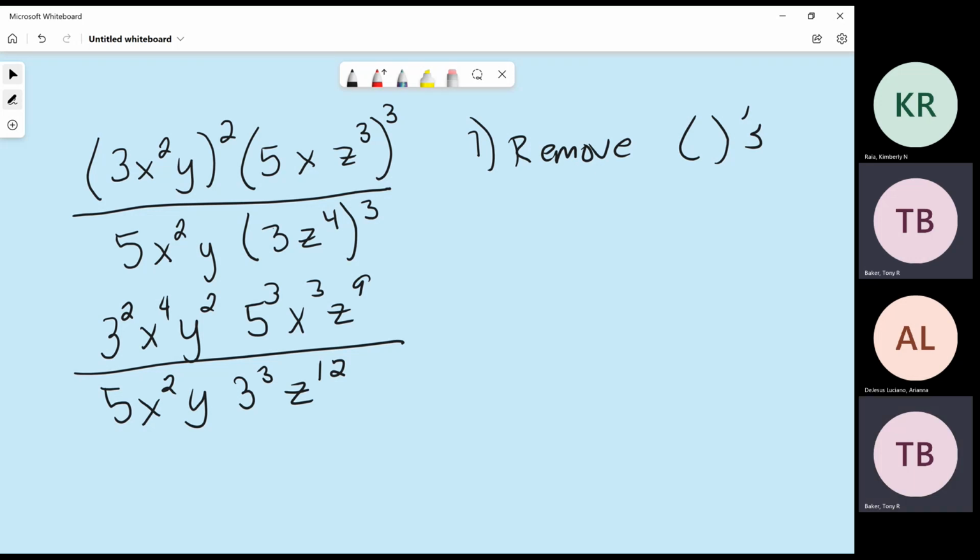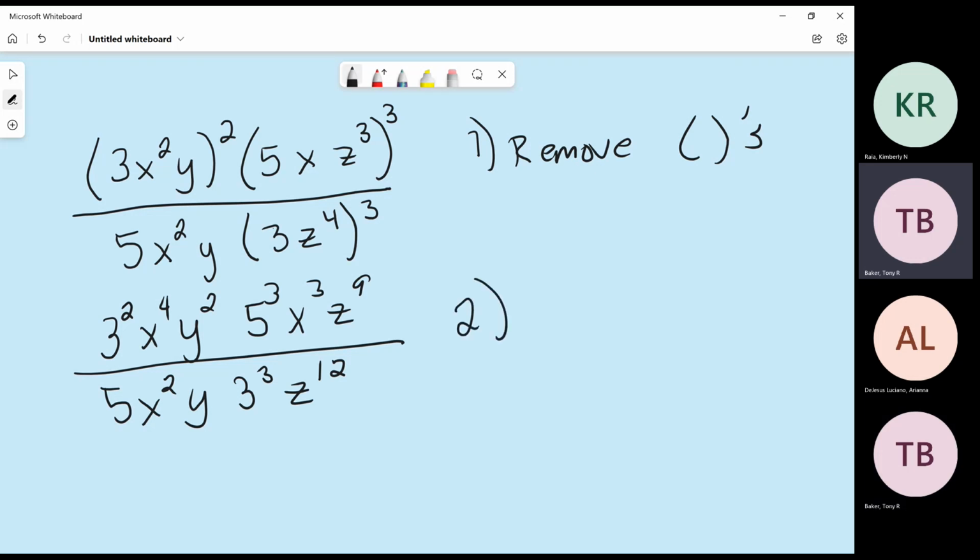Notice, I did one thing. I just got rid of all my parentheses. Don't try to do a million things for this problem at once, because when you try to do too much, that's where you're going to make those little mistakes.